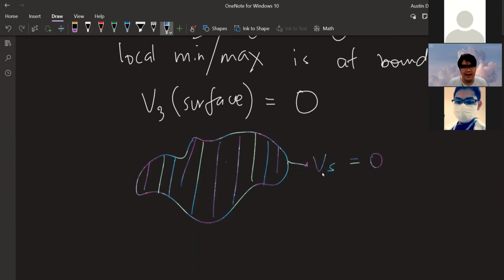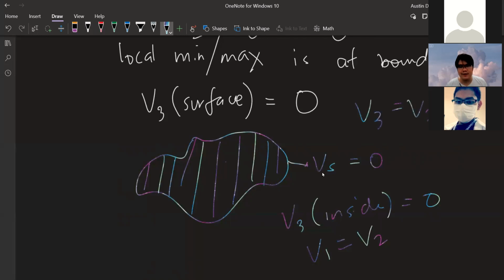Okay? So V3 at the surface is 0. Therefore, V3 inside is also 0. Kasi ito na yung maximum at minimum mo. Kasi all over the boundary, it's just 0. So wala ka nang minimum at maximum. So V3 inside is 0. Therefore, V1 must be equal to V2. Kasi yung define natin si V3 as V2 minus V1. And if V3 is 0 everywhere, then we have 0 equal to V2 minus V1.